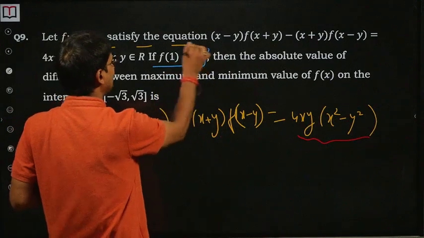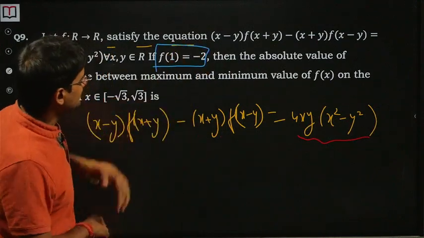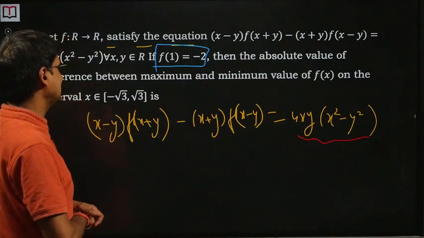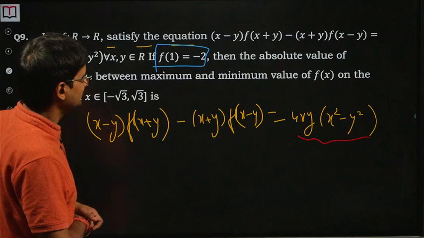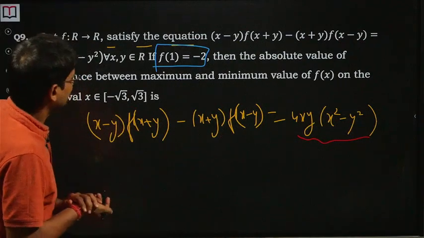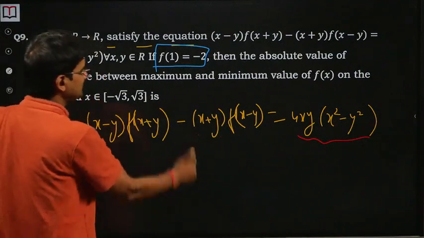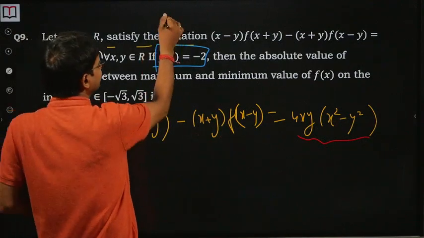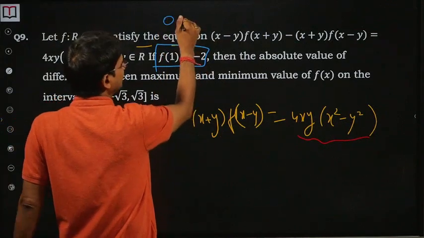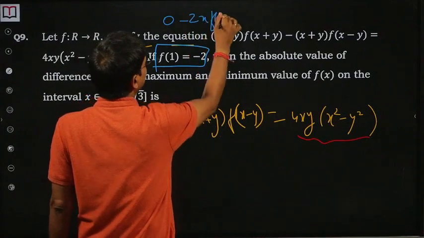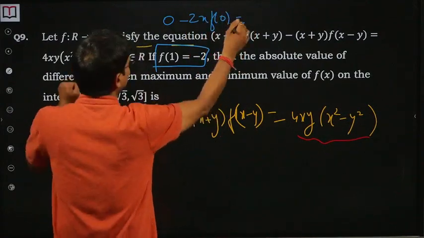We are given f of 1 as -2, and I try to get f of 0 also. Will we get it? If I put x is equal to 0, y is equal to 0, x is equal to y equal to 0 won't help. x is equal to y. If I put, just a minute, so it will be 0, x is equal to y, minus 2x, f of 0, x is equal to y is equal to 0.